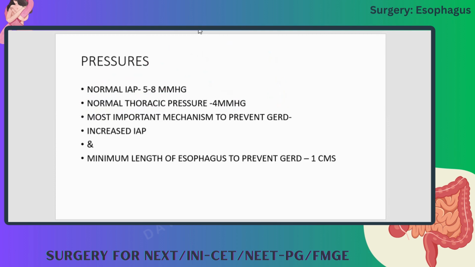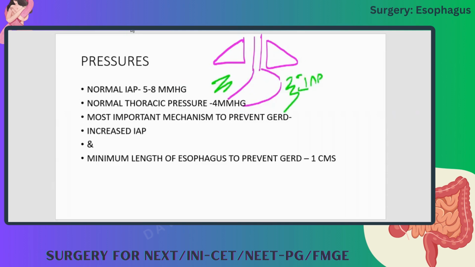So see, this is the thorax with the lungs, this is the esophagus in between, and this is the stomach. I'm talking about some pressures. One is intra-abdominal pressure, IAP. Second is intrathoracic pressure, ITP. The pressure difference should be maintained at a level. If there is some pressure difference, fluid will flow. In the same way, food will flow from here to here. If there is alteration in the pressure differences, then the food will reflux. Is it clear?